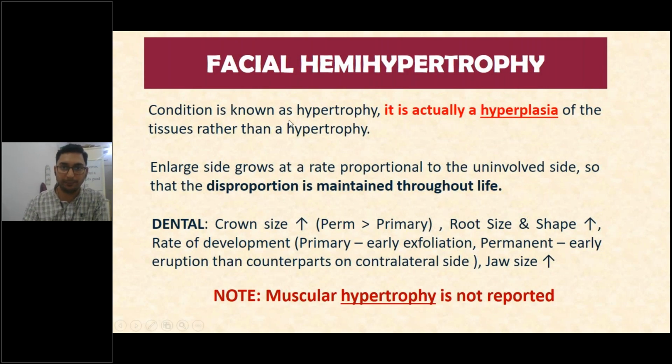Next is facial hemihypertrophy. As the name indicates, it is facial. Hemi means half, hypertrophy means increase in size. But actually it is not hypertrophy. We call it hypertrophy, but it is basically hyperplasia that you need to remember. It is an increase in number of cells in those tissues of that side of the face.